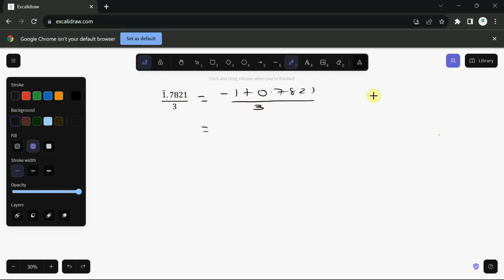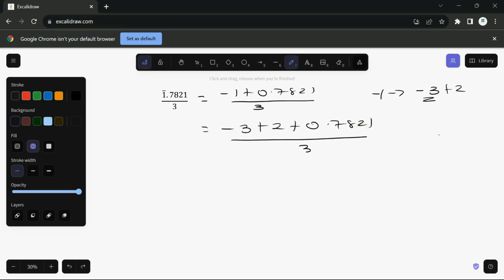If I said minus 1 is the same thing as minus 3 plus 2, do you agree that that will be the same thing? Yes, because you're owing somebody 3 naira and you are paying the person 2 naira. That means you're still owing the person 1 naira. So instead of saying minus 1, I can just say minus 3 plus 2 plus 0.7821, divided by 3, right?